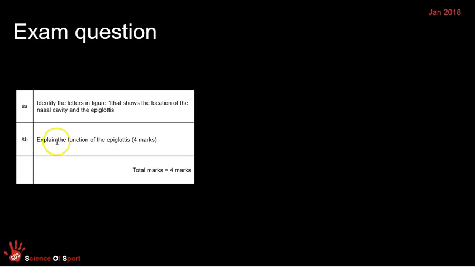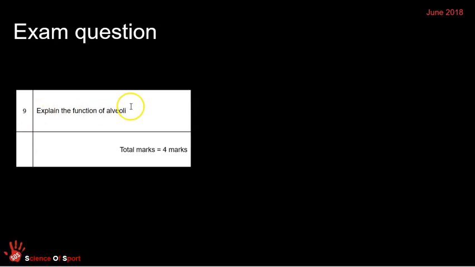Then, explain the function of the epiglottis. So this would be 2 marks and this would be 2 marks for completion of that. So what is the job of the epiglottis? It's a flap of cartilage that blocks the trachea to stop food going down it when you swallow.